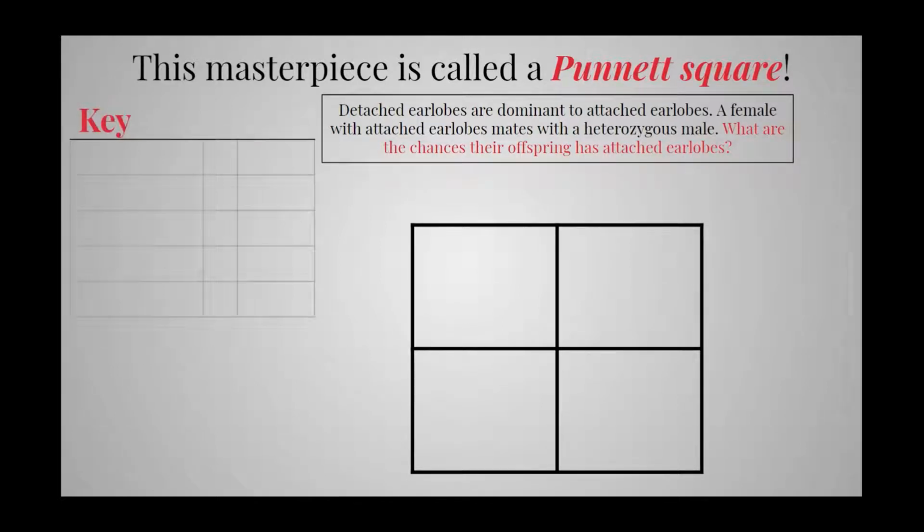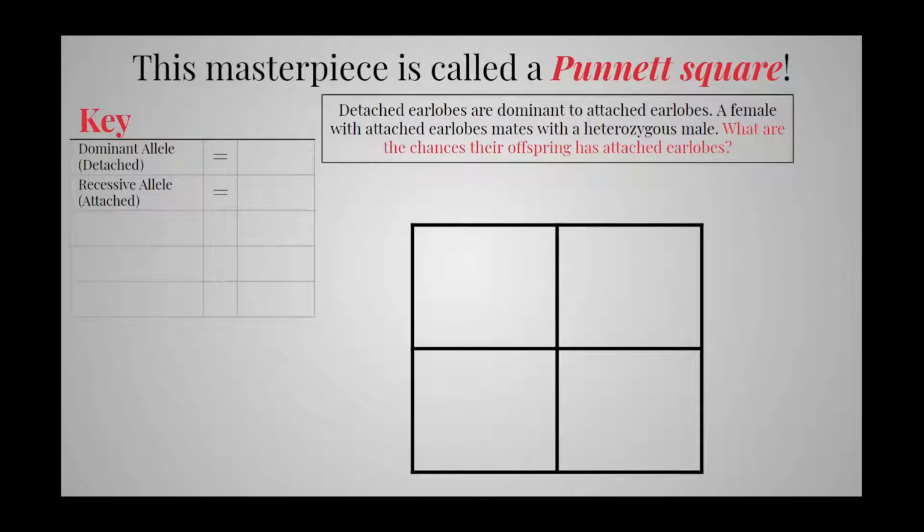So you're going to see us start to develop this key. You might be wondering what goes inside of a key. You should first determine what your alleles will be. Obviously, you have a dominant allele and you have a recessive allele. The problem tells us that detached earlobes are dominant to attached earlobes. So that means that our dominant allele represents detached earlobes, and that allele should get the capital letter.